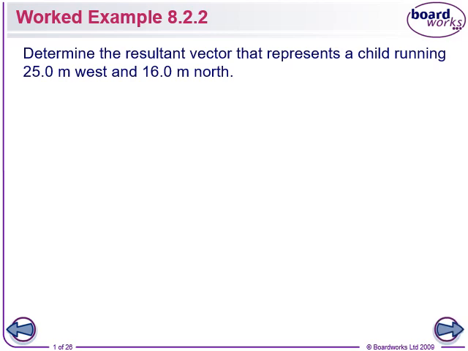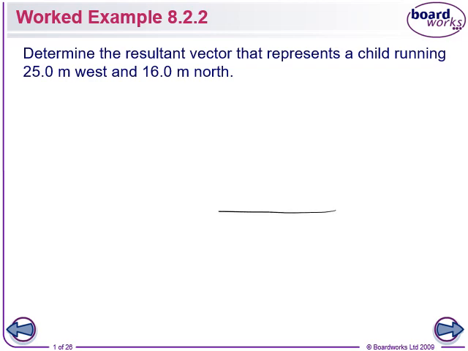Determine the resultant vector that represents a child running 25 metres west and 16 metres north. So our child is running. Now, by the way, I'm sure I've mentioned this to you before. The first thing I want you to do, anytime you get a question like this, draw a diagram. Okay, and that goes for any equation, any question you do in the entire motion section. Always draw a diagram. It just helps you organise your thoughts.